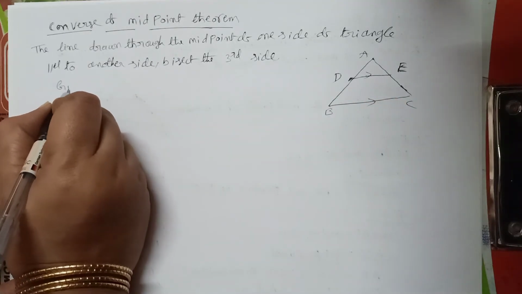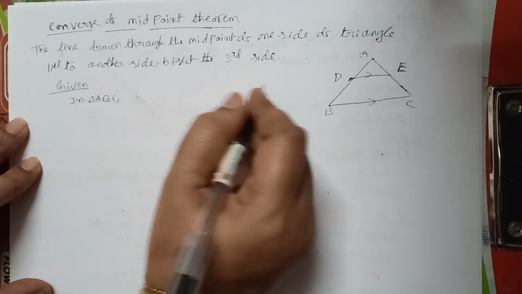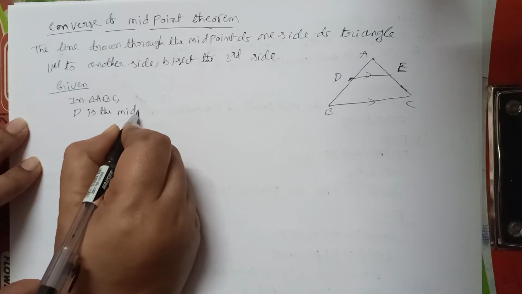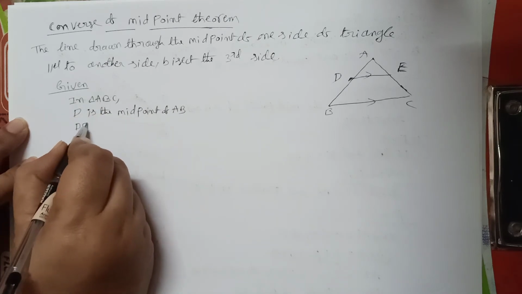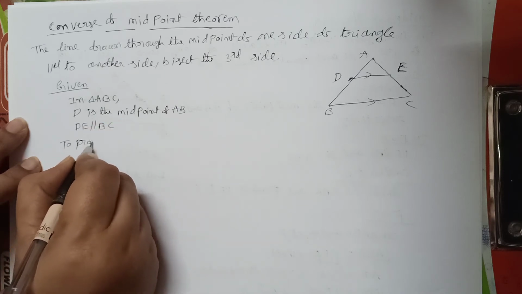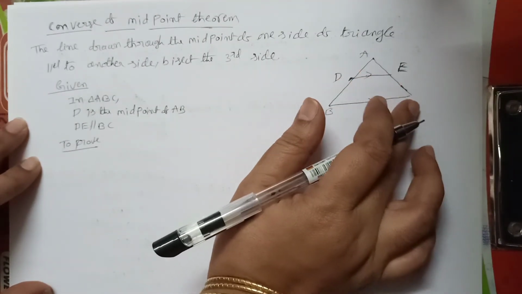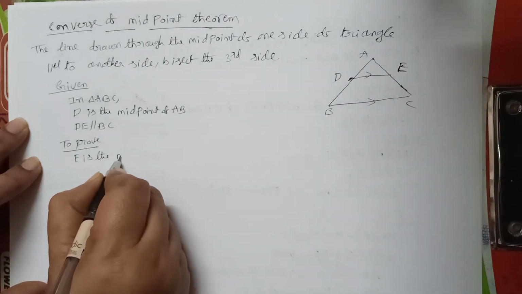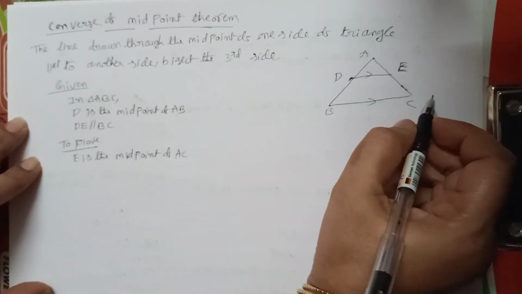So what is given? In triangle ABC, D is the midpoint of AB and DE is parallel to BC, that is given. What is to prove? E is the midpoint of AC. The line bisects the third side, that means E is the midpoint of AC.